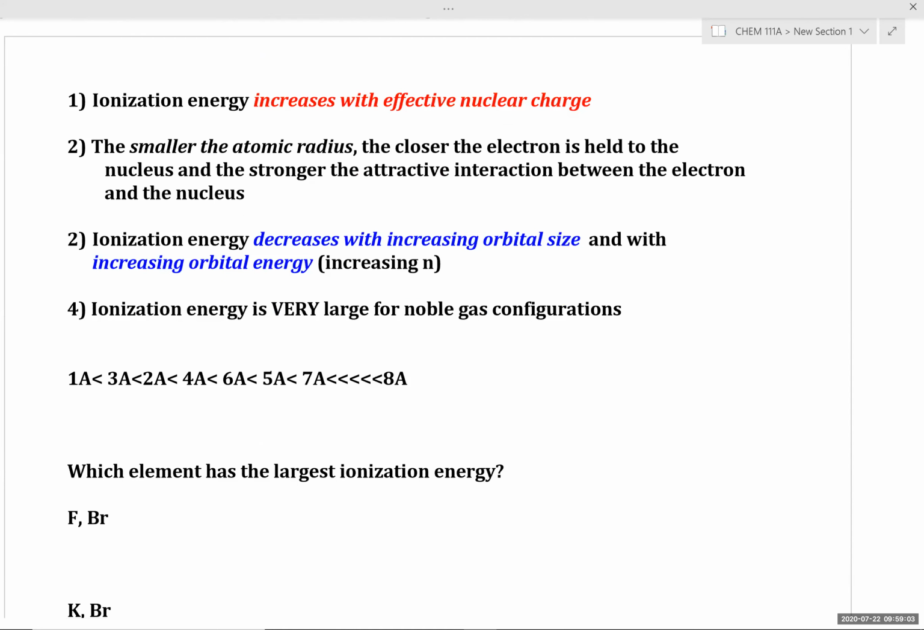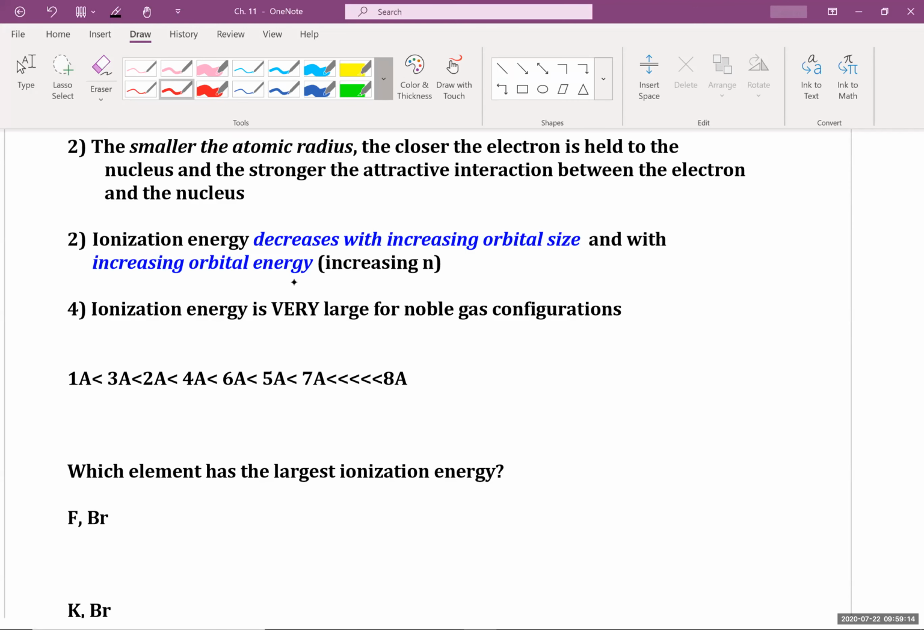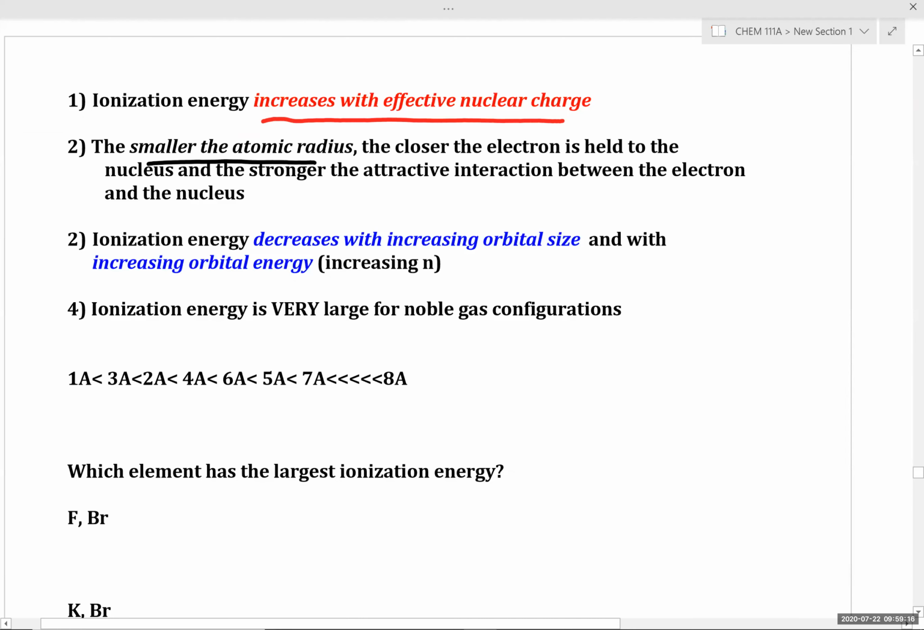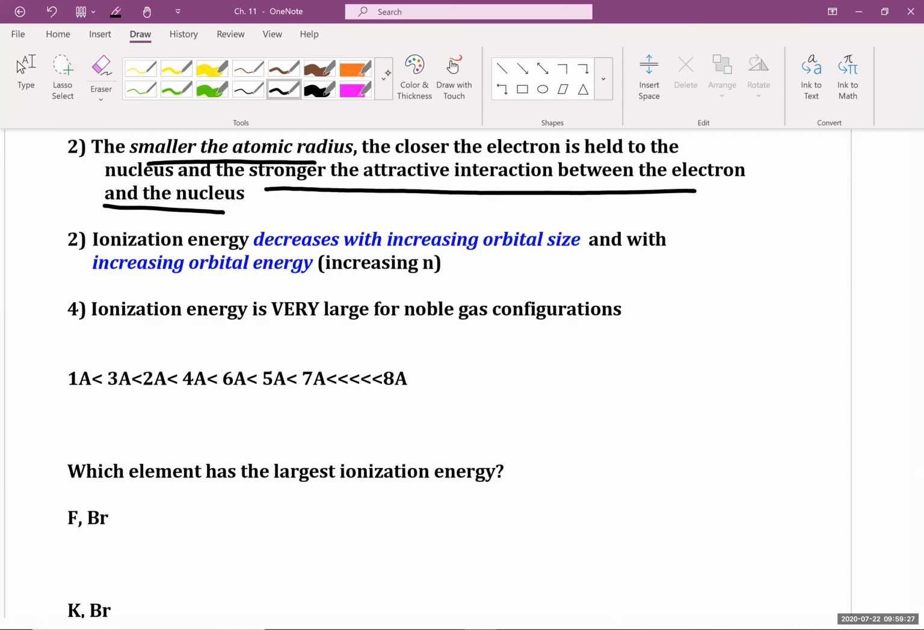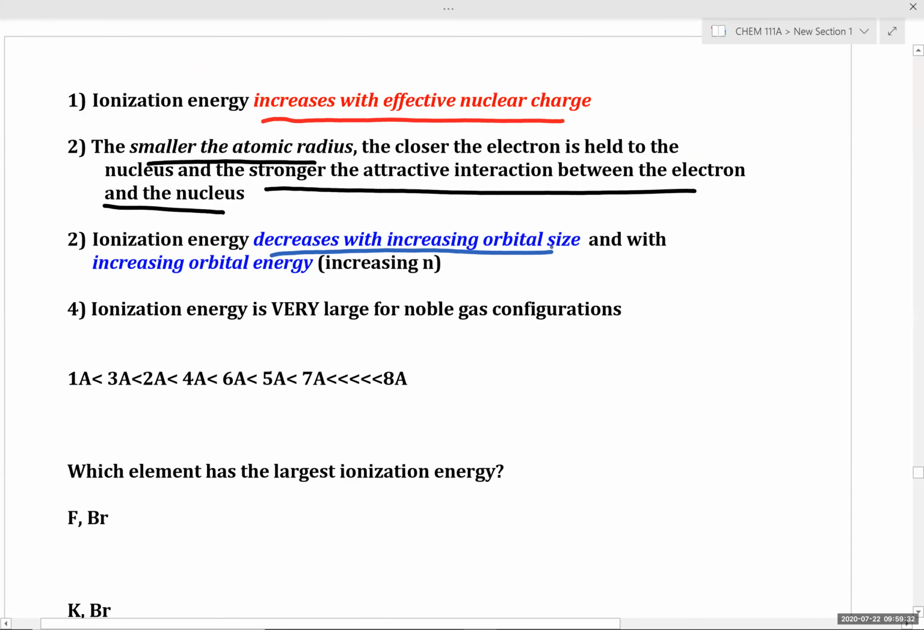So in terms of some baseline rules, ionization energy always increases with effective nuclear charge. The smaller your atomic radius, the closer the electron is held to the nucleus, and the stronger the attractive interaction between the electron and the nucleus. Ionization energy decreases dramatically with increasing orbital size and increasing orbital energy.